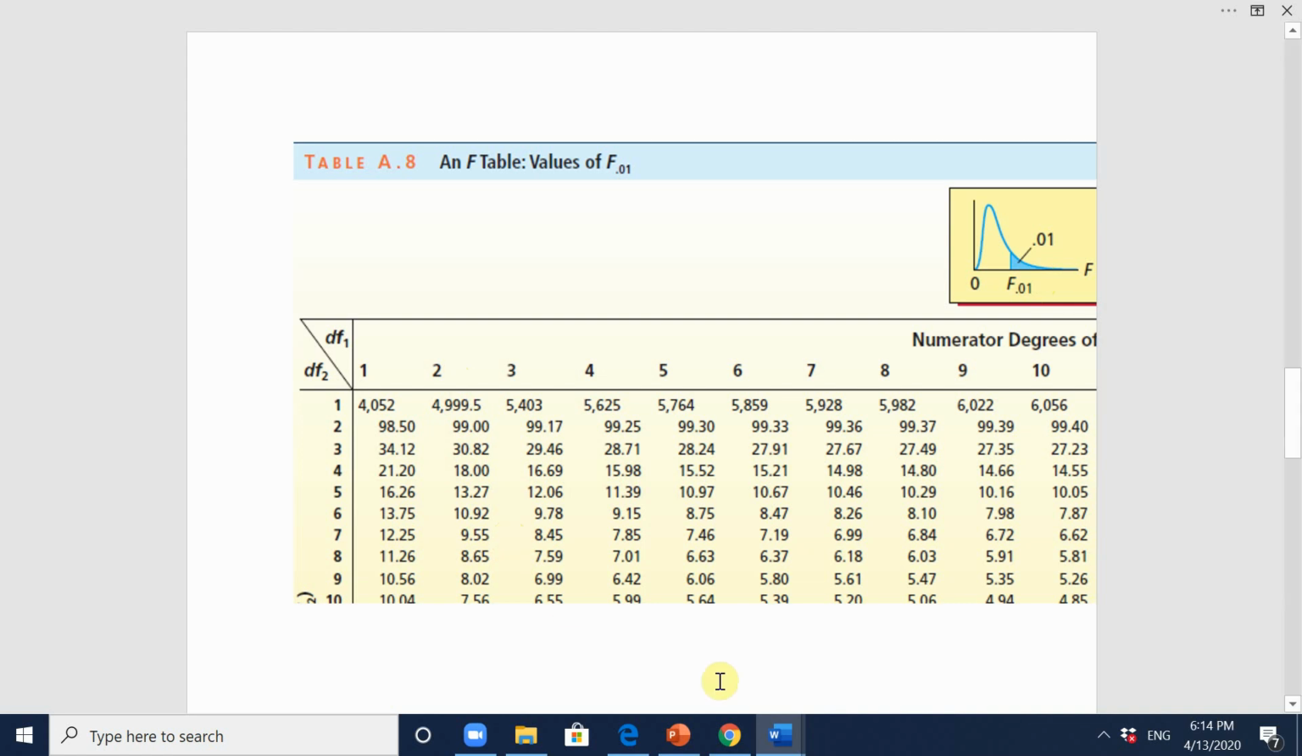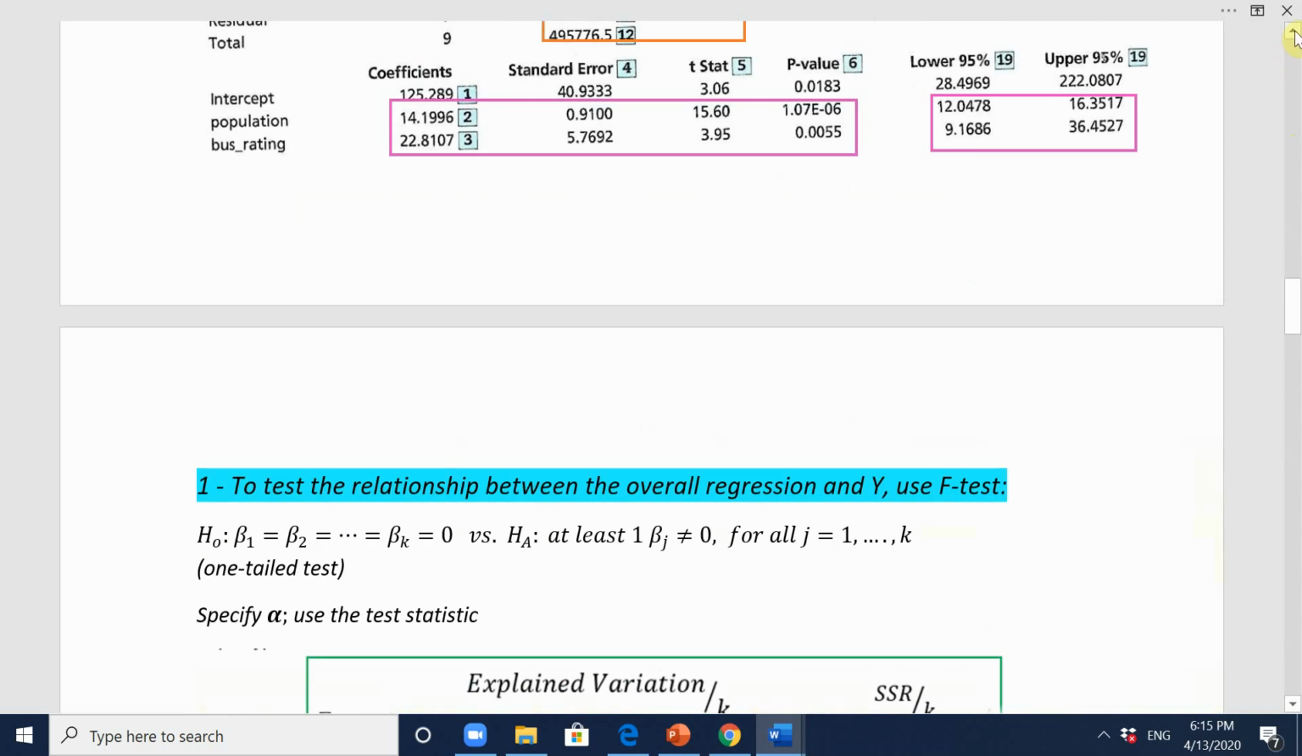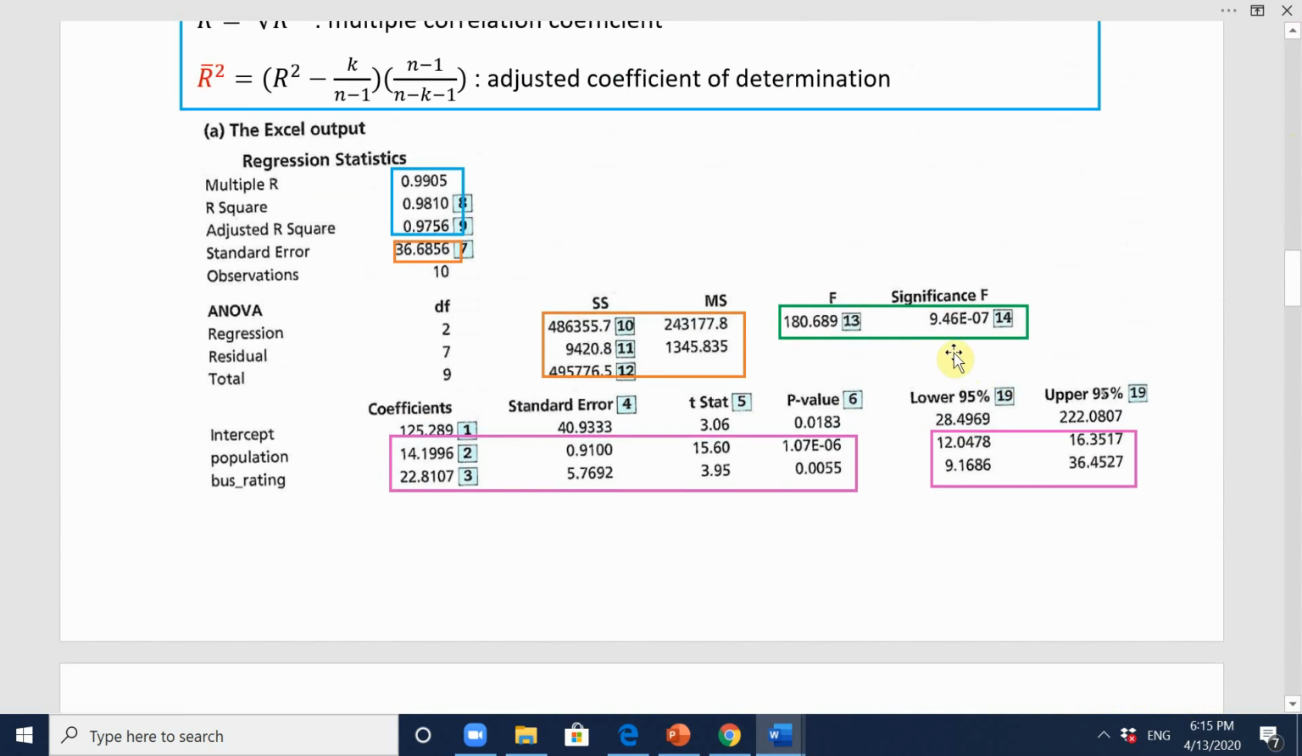Okay, that is using the table approach, right? Now, if you look at the computer output, so here if I look at my Excel output, I have my p-value. It's given to me. I don't need to do that search in the F distribution tables. So this computer output here tells me basically that my p-value is very, very small.